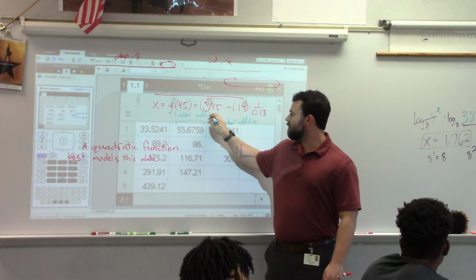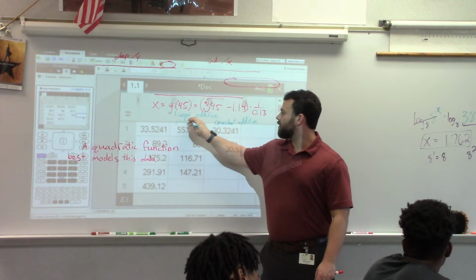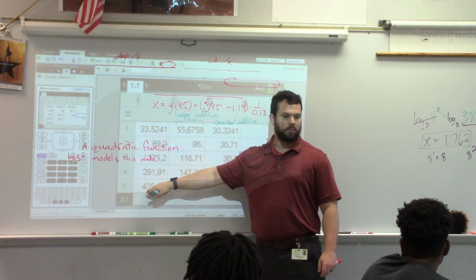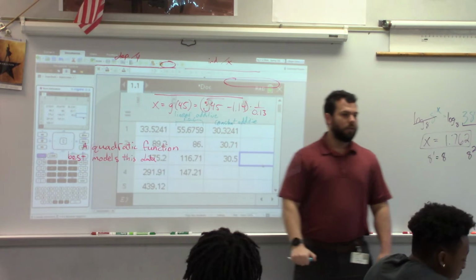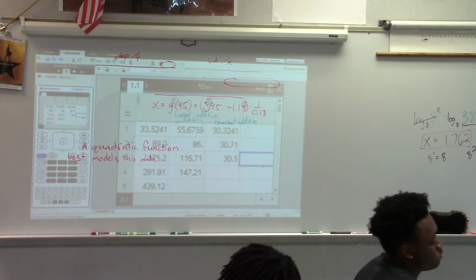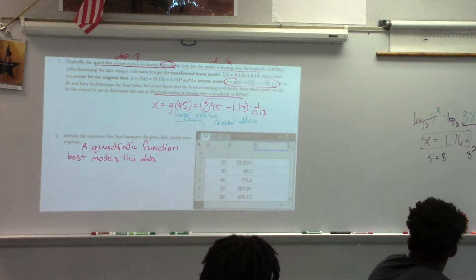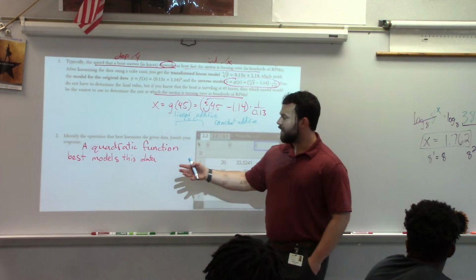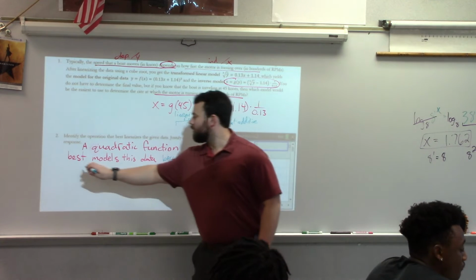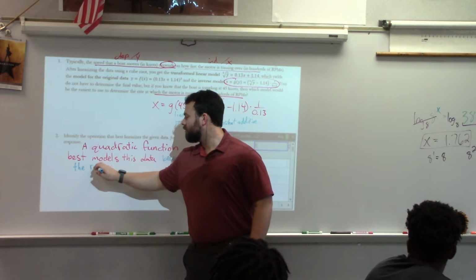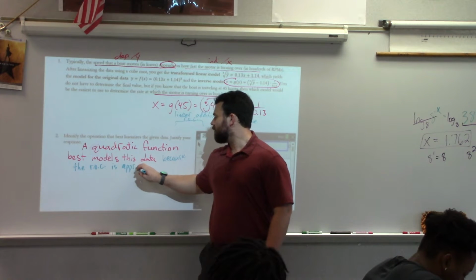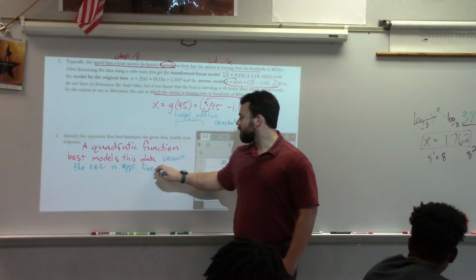additive rate of change. So what type of function do we have here? Quadratic, right? The type of function that would model that data the best would be quadratic. And so that's what we want to note here. A quadratic function best models this data because the rate of change is approximately linear additive.